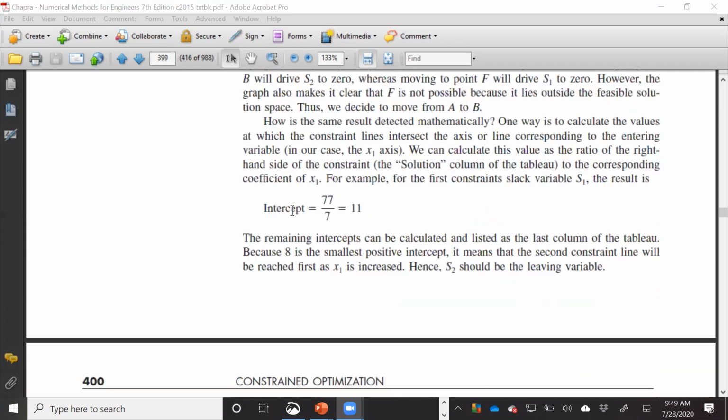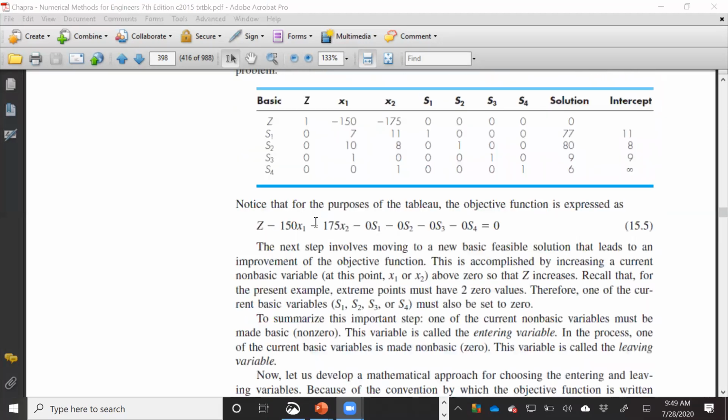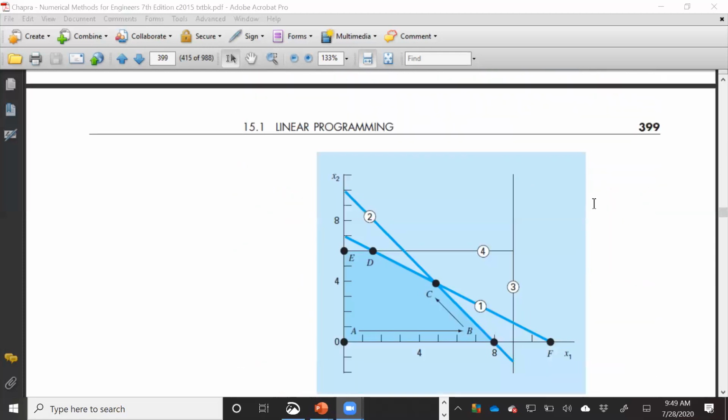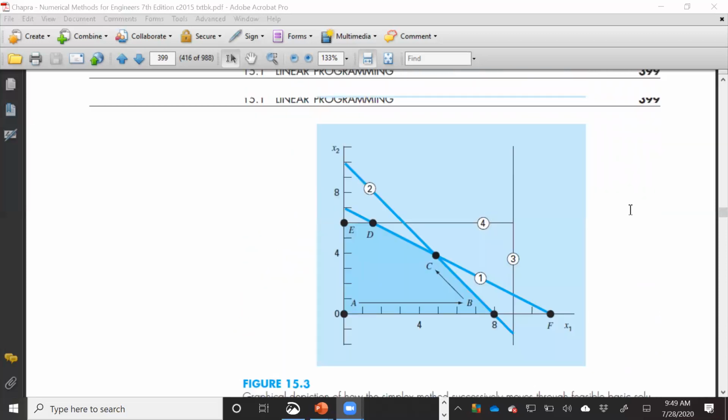So in order to get the intercept, we can calculate this value as the ratio of the right hand side of the constraint, the solution column, to the corresponding coefficients of x1. For example, for the first constraint, the variable x1, the result is this. Let's say we want to find x1 first. So you get 77 divided by 7, so it becomes 11.